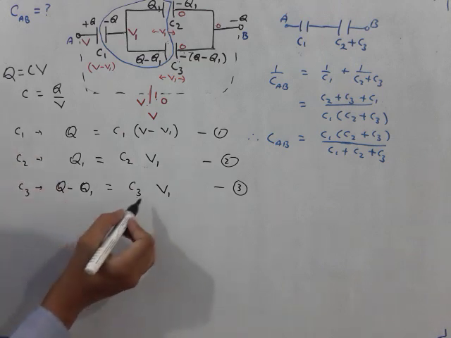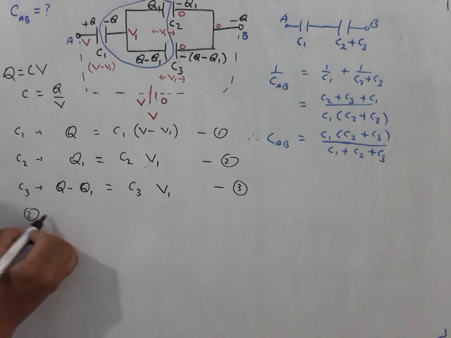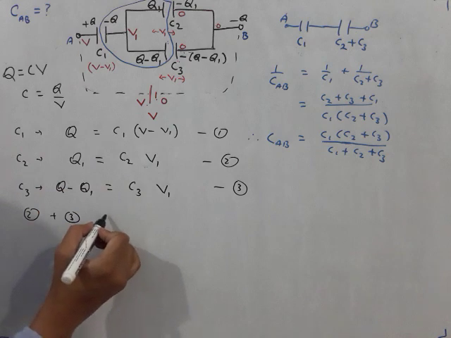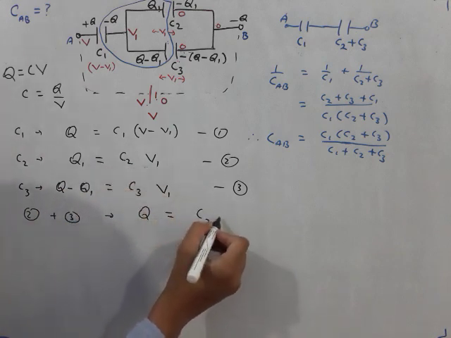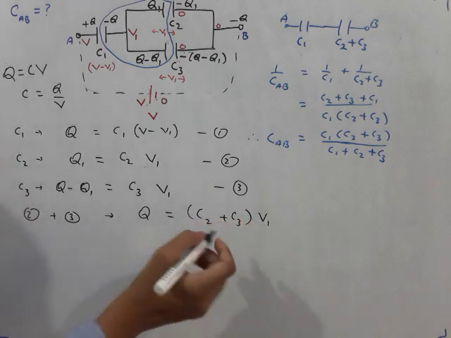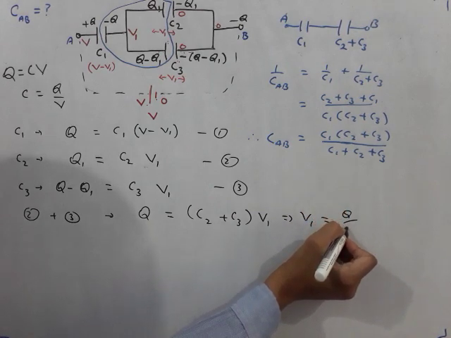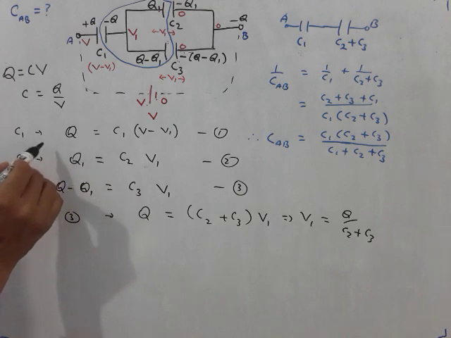To eliminate Q1, we can add 2 and 3. If we do 2 plus 3, Q1 and minus Q1 will cancel. So we will be left with Q, and here we will have C2 plus C3 whole into V1, and this will give you the value for V1. So V1 is how much? Q upon C2 plus C3. Put this value of V1 in equation 1.